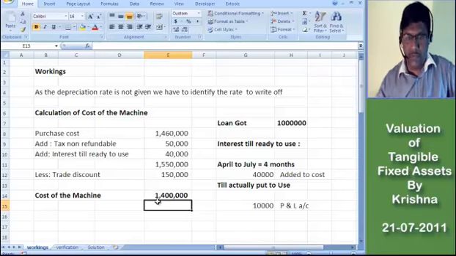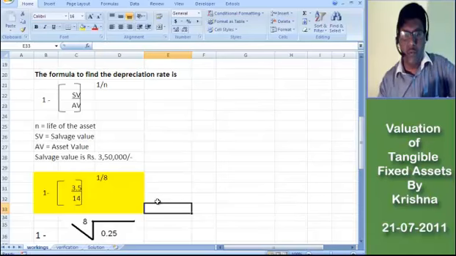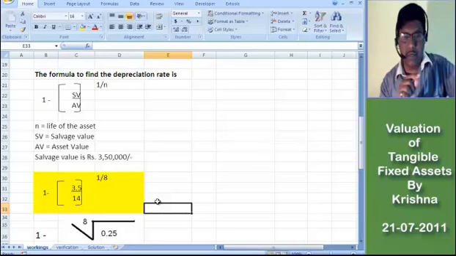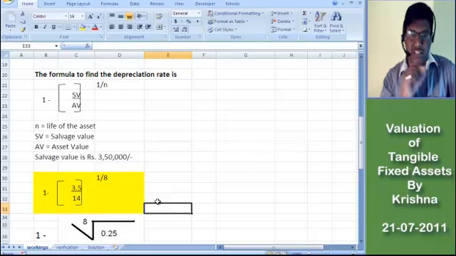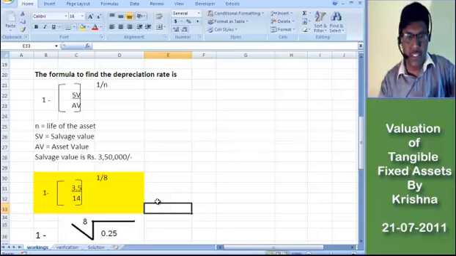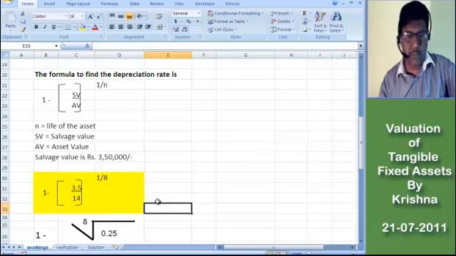The next working what we have to do, we have to find the depreciation rate. The formula to find the depreciation rate is, because in the problem they are telling that they are going to apply written down value method, 1 minus salvage value divided by asset value to the power 1 by n. N is equal to life of the asset, SV equal to salvage value, AV equal to asset value. Salvage value is 3,50,000. It's given in the problem.